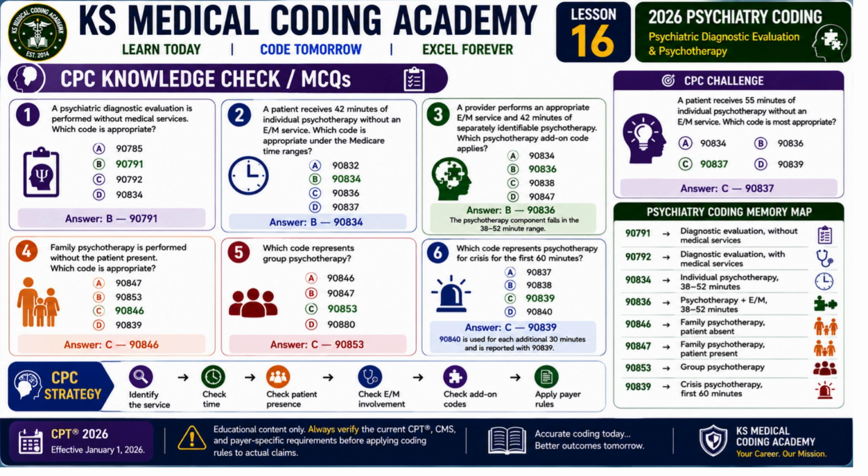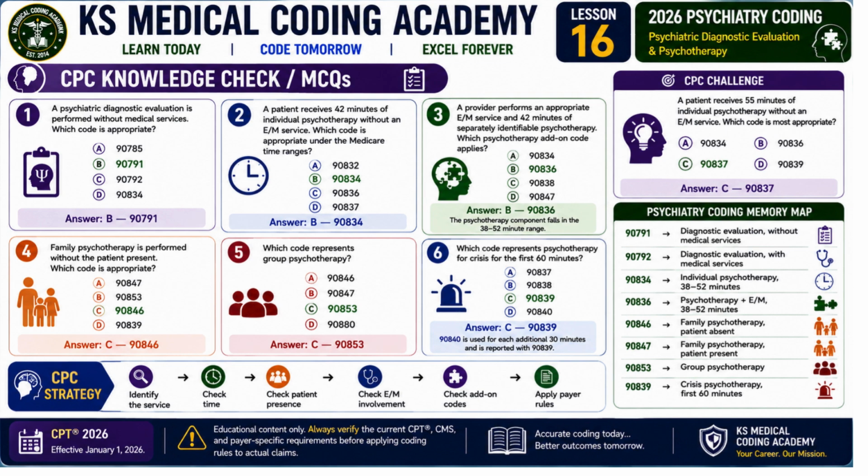Question 5. Which code represents group psychotherapy? The answer is 90853. And question 6. Which code represents psychotherapy for crisis for the first 60 minutes? The answer is 90839. 90840 is used for each additional 30 minutes when applicable. Now for the CPC challenge. A patient receives 55 minutes of individual psychotherapy without an E/M service. Which code is appropriate? The answer is 90837, because 55 minutes falls within the applicable 53 minutes or more range.